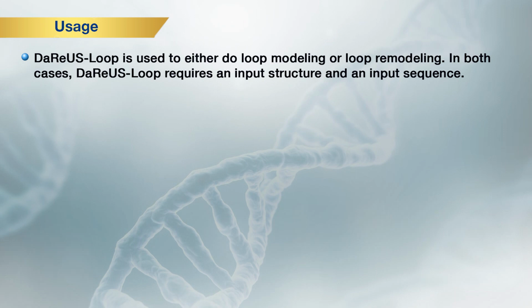In both cases, DAR-AS loop requires an input structure and an input sequence. So, same as Modeller, we input the unknown sequence and an input structure as a template, which we identify manually or programmatically. If you remember from my previous videos, manually we go to the UniProt and PDB databases to find the best aligned structure for my unknown sequence, or we can get it through modeling or a Python script. So, for loop modeling, both the input structure and input sequence are required.